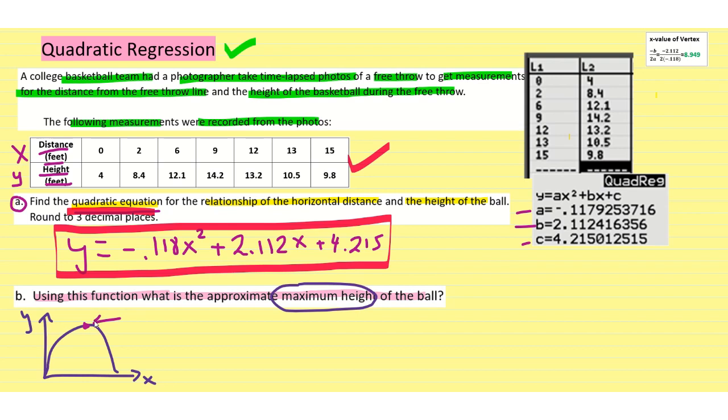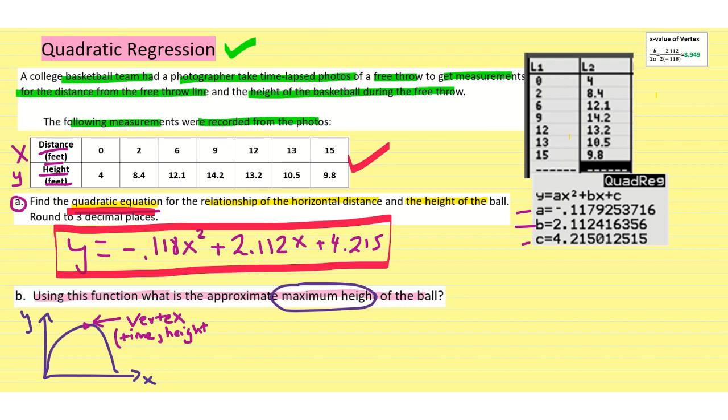Well, that point at the top of our parabola is also known as the vertex. So in order to find the maximum height, I need to find the vertex. The vertex will be an x and y value. The x will actually be the time, and the y will be the height. So the y value of our vertex will give us the answer. So how are we going to find the vertex?